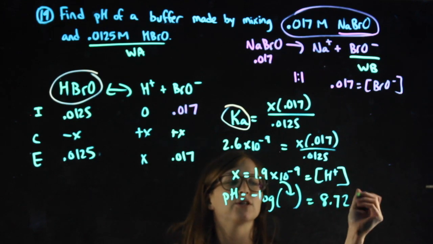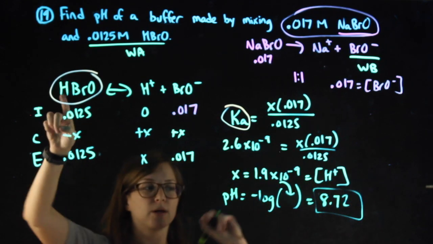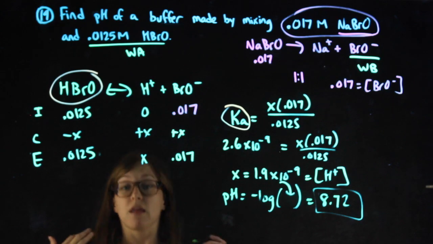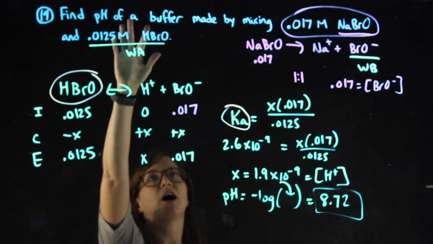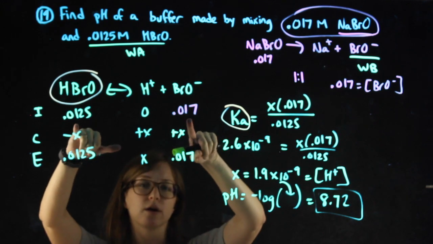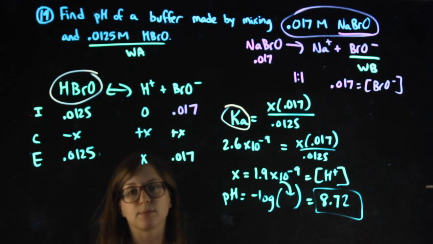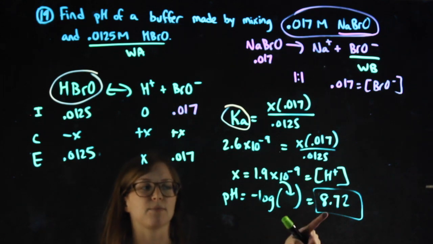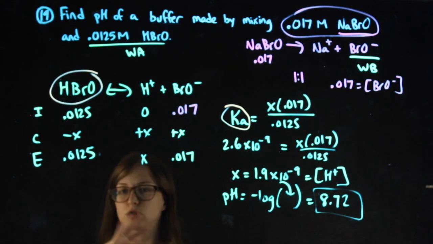Some of you might find it weird that we just did a weak acid problem but got a pH above 7. That would be weird if we were doing anything other than a buffer. But because we're doing a buffer, we have some acid and some base to start. We have no way of reasonably predicting if it's going to be acidic or basic by the time we're done. So don't overthink that.